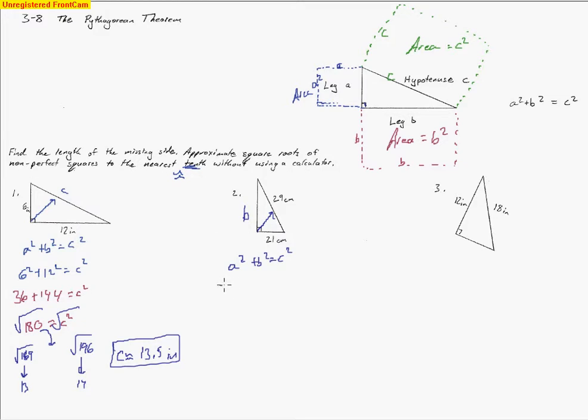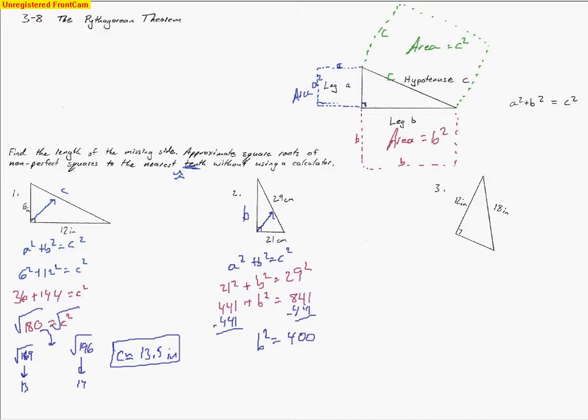And I've got 21 squared plus B squared equals 29 squared. So I have to square these numbers. And when I square the 21, I get 441, plus B squared equals, and then when I square the 29, I get 841. And so when I go ahead and subtract that 441 from both sides, let's take a look at what we're getting. So we've got now B squared equals 400.